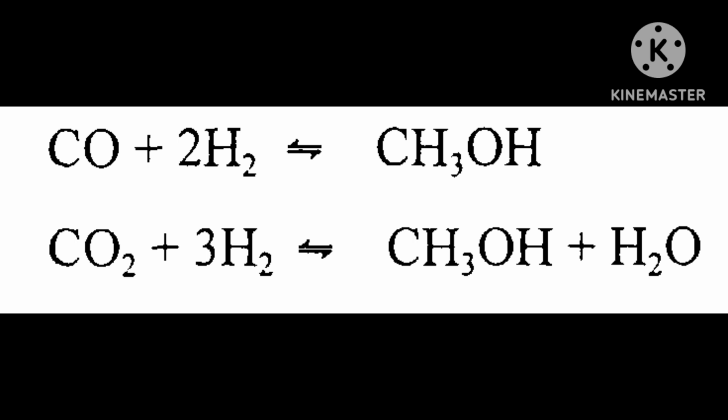Okay, ethyl alcohol. Generally, people will understand ethanol, but in chemistry, many alcohols are there: methyl alcohol, ethyl alcohol, propyl alcohol, butyl alcohol, ethyl methyl alcohol. Many are there. But in a general way, alcohol means people will understand ethanol. Ethyl alcohol is known as ethanol, that is C2H5OH. How it is prepared, I am telling you.